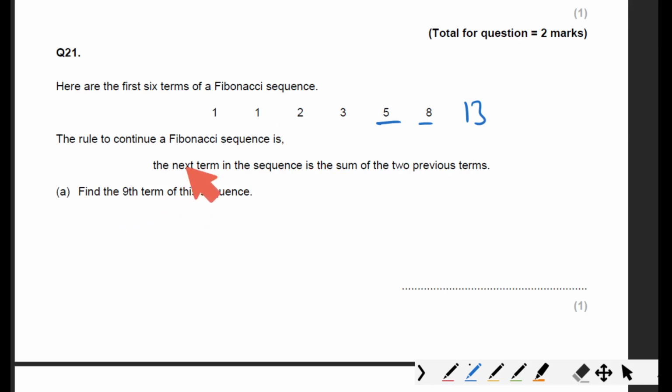Right, find the 9th one. So we found the 1st, 2nd, 3rd, 4th, 5th, 6th, 7th, 8th one. Adding the previous 2: 13 add 8, 21. And then 21 add 13, 34. So we got the 9th one, 1st, 2nd, 3rd, 4th, 5th, 6th, 7th, 8th, 9th. It's 34.